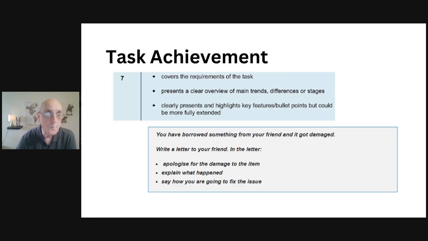So for example, let's say we're asked to write a letter and it says you have borrowed something from your friend and got it damaged. So you write a letter to your friend, and in the letter you have to include 3 things. You have to apologize for the damage to the item, you have to explain what happened, and you have to say how you're going to fix the issue. And this is so important that you cover these 3 bullet points.